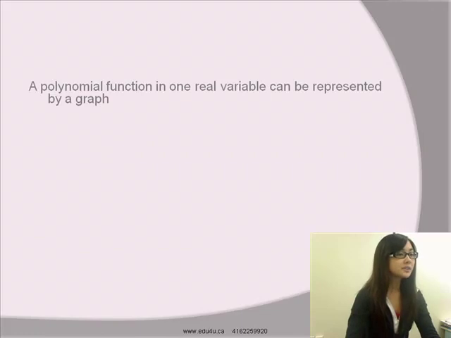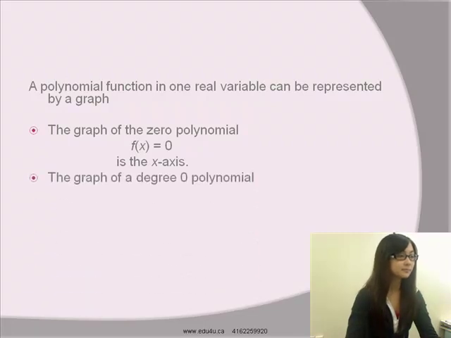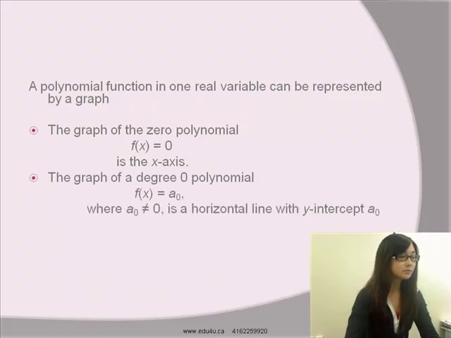A polynomial function in one real variable can be represented by a graph. The graph of a zero polynomial is f of x equals 0. This is basically the x-axis. The graph of a degree 0 polynomial is f of x equals a0, where a0 does not equal 0, and this is a horizontal line with y-intercept a0.